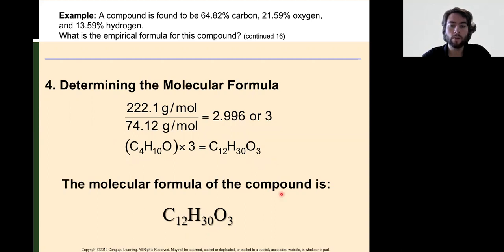So the molecular formula for the compound is C12H30O3. And so that's how we would determine the molecular formula from the empirical formula, and how the empirical formula can be determined from the percent composition.